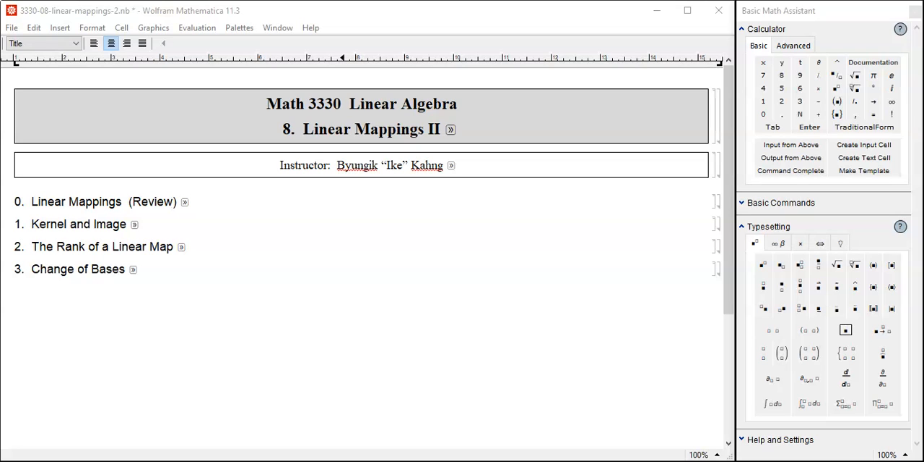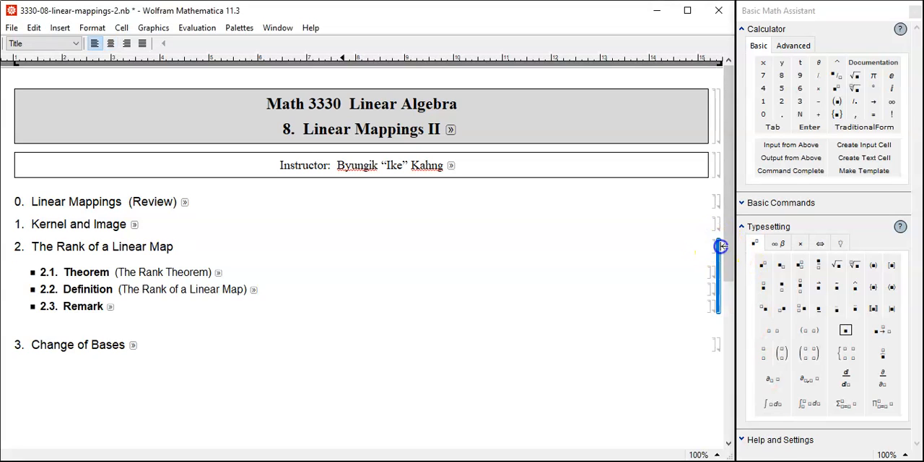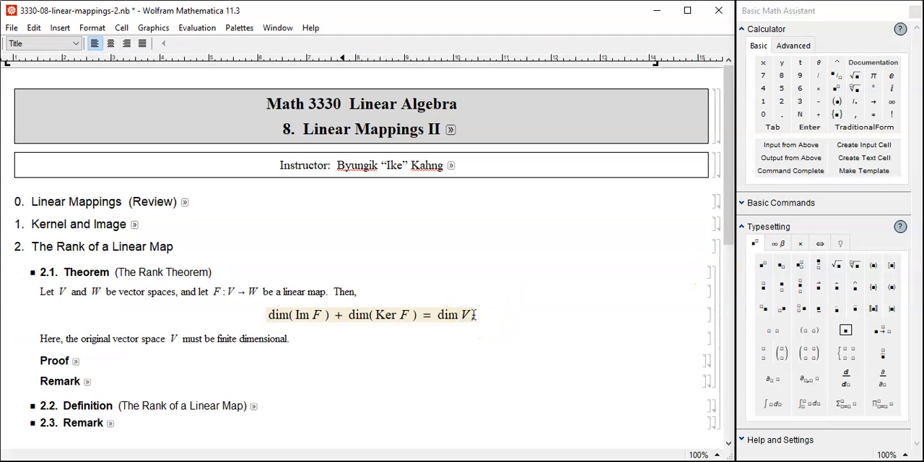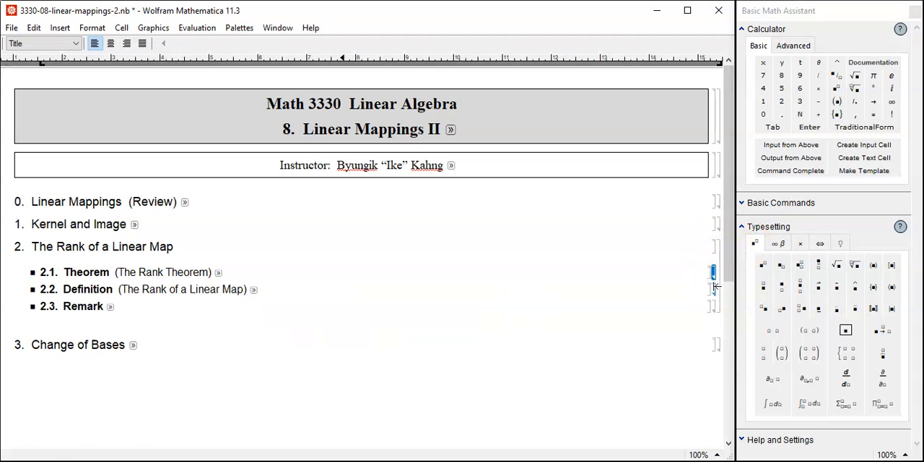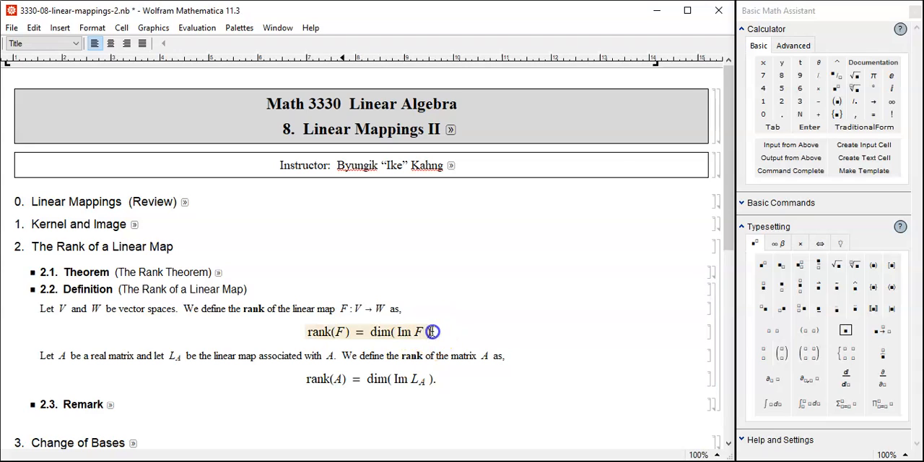Hello students, welcome back. Let's resume our discussion in section 2. We just went through the rank theorem. We stated and proved. And there, the dimension of the image is called the rank of a linear map. And the rank of a matrix is the same as the rank of the linear map associated to the original matrix.